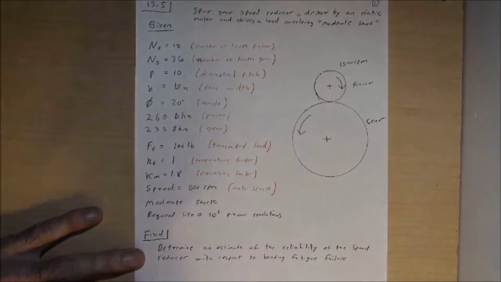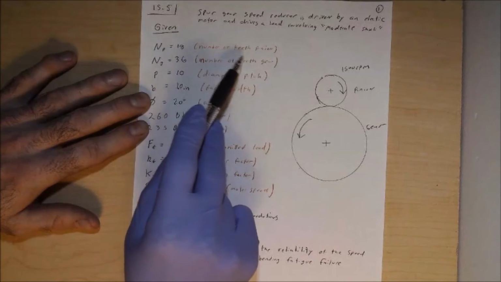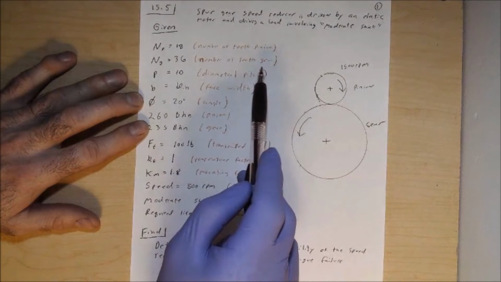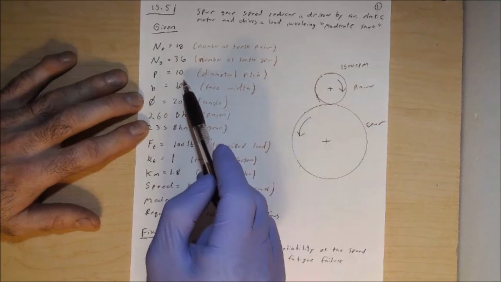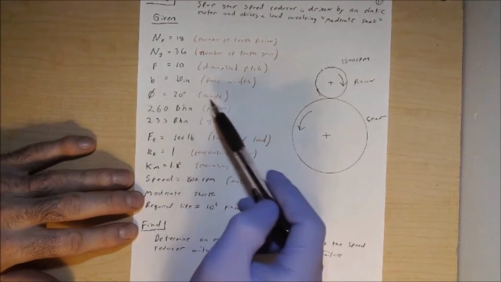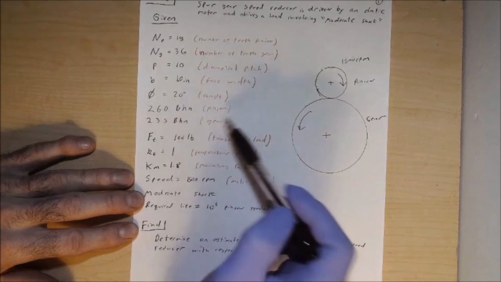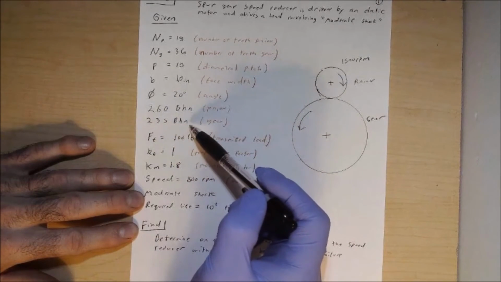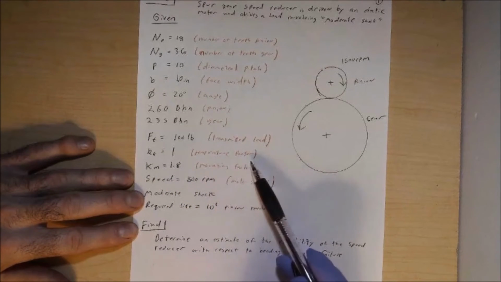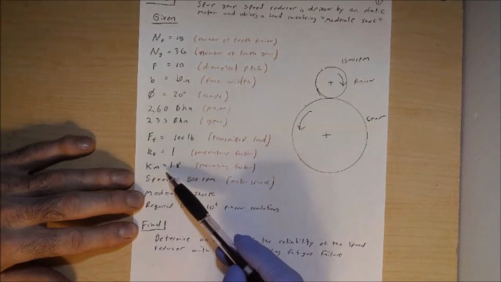Then we have all of the specific information here. So first variable we have here is our N sub P is equal to 18. And this is the number of teeth in the pinion. We have our N sub G equals 36, or the number of teeth of the gear. We have our P is equal to 10. We have our B, our face width, equal to 1 inch. We have our angle phi is equal to 20 degrees. We have our pinion hardness of 260 BHN, our gear hardness of 235 BHN, and we have our transmitted load F sub T is equal to 100 pounds. We have our temperature factor K sub T is equal to 1. We have our mounting factor K sub M equal to 1.8.